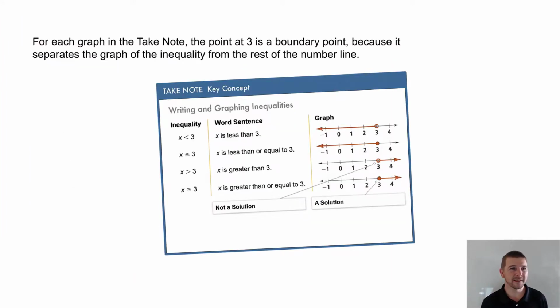For each graph, in the take note, the point at 3 is a boundary point because it separates the graph of the inequality from the rest of the number line.